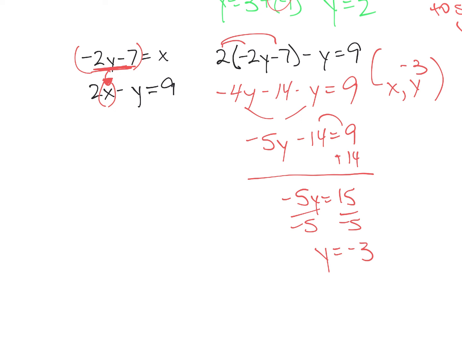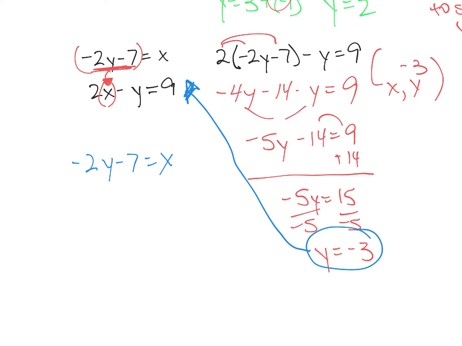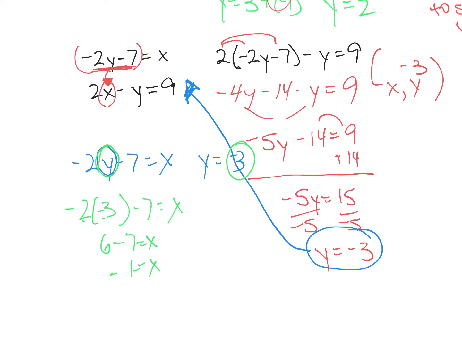So I have negative 3. So now I need the x value. So last step, I'm going to plug y back into one of the original equations. It doesn't matter which one. Choose the easiest one. I'm going to look at negative 2y minus 7 equals x, and I'm saying y equals negative 3. So I'm going to plug in for y is negative 3 here. So I have negative 2 times negative 3 minus 7 equals x. So negative 2 times negative 3 is a positive 6, minus 7 equals x. So x equals negative 1.